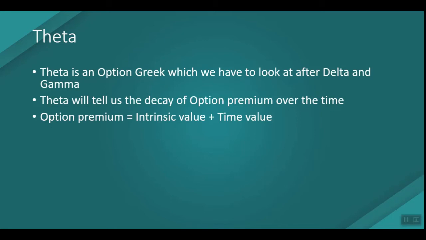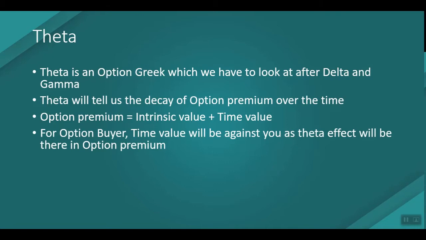Option premium will always have an intrinsic value plus time value, right? For the option buyer, the time value will be against them, as the theta effect will be there in the option premium. By the time of the expiry day, the option premium will only have an intrinsic value, which is the distance between the strike price and the underlying stock, if it is in the money. If it is expiring out of the money, then there will be only time value, and the time value will become zero as the expiry day gets nearby.